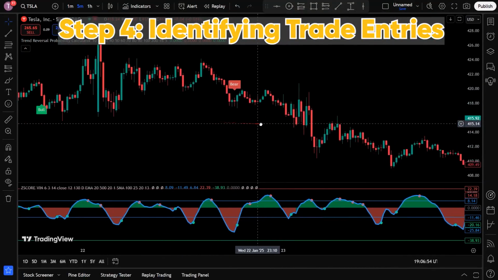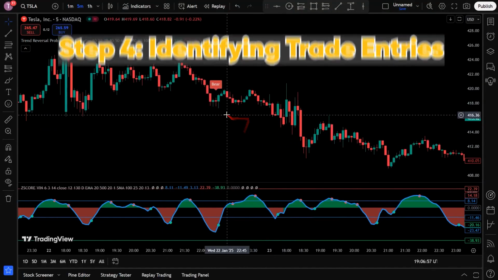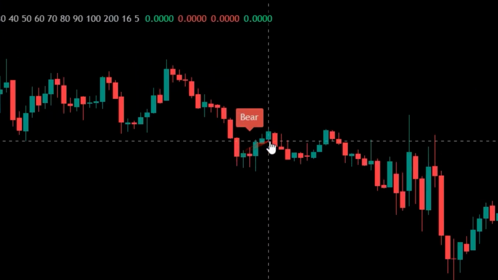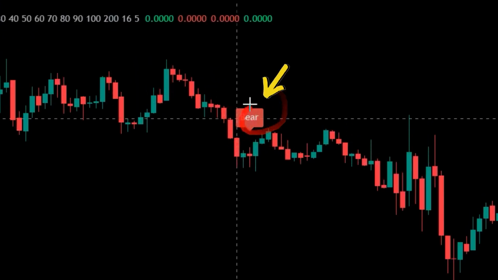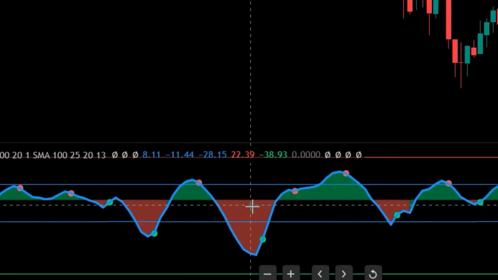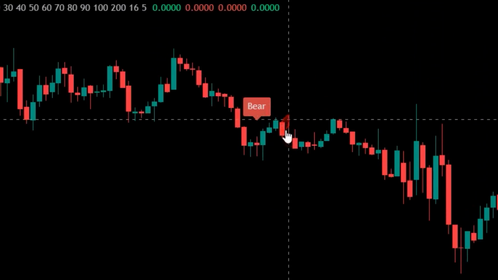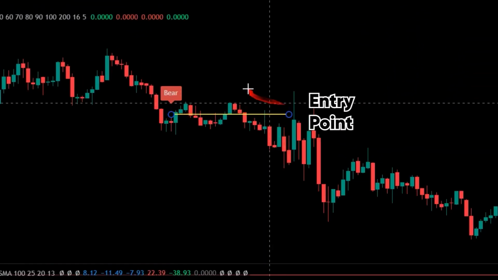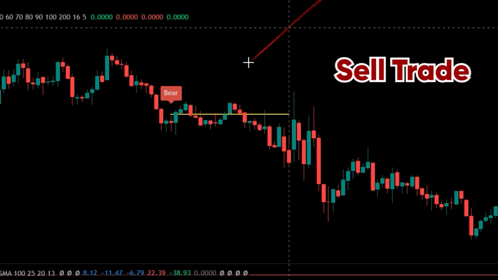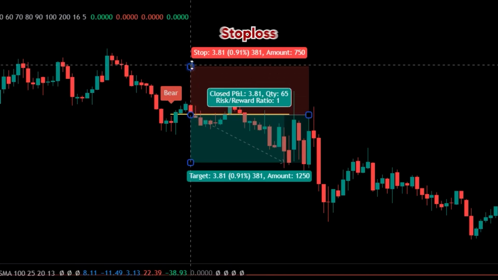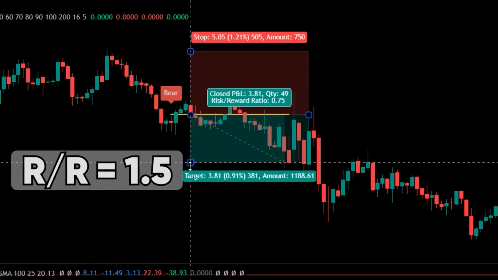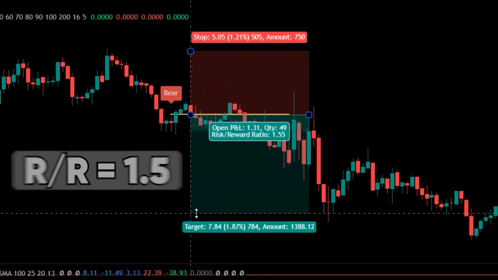Now that we have both indicators set up, let's look at how to enter trades. Sell trade setup. Trend reversal probability indicator must give a bearish signal. EMA of slopes indicator must be red, confirming a downtrend. Wait for a bearish candle to form. Once the conditions align, enter a sell trade. Stop loss: place it above the previous high. Take profit: use a 1 to 1.5 risk to reward ratio.